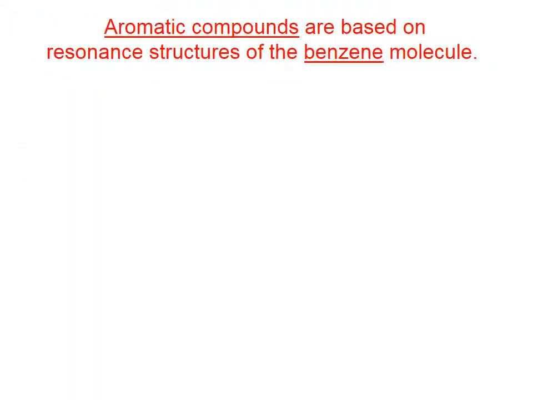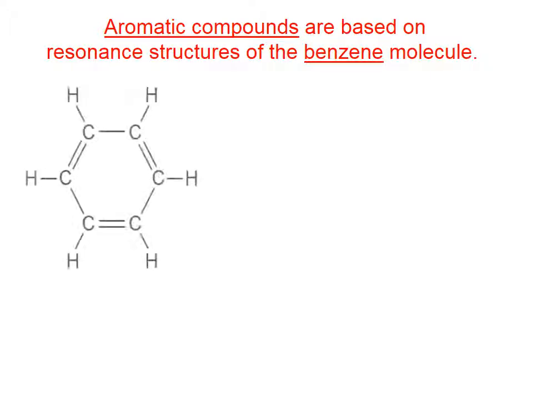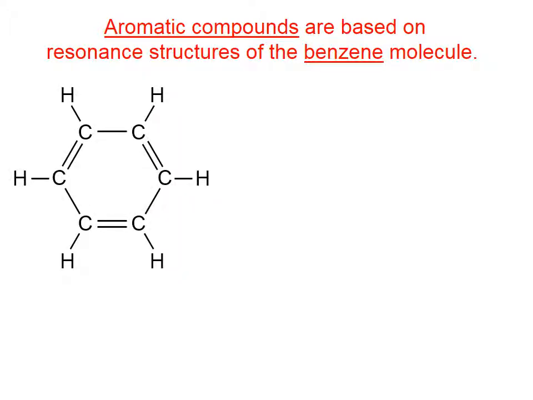Aromatic compounds are based on resonance structures of the benzene molecule. Benzene has 6 carbons and 6 hydrogens. The carbons are in a planar ring with 1 hydrogen attached to each carbon. The total number of valence electrons is 30 in benzene.